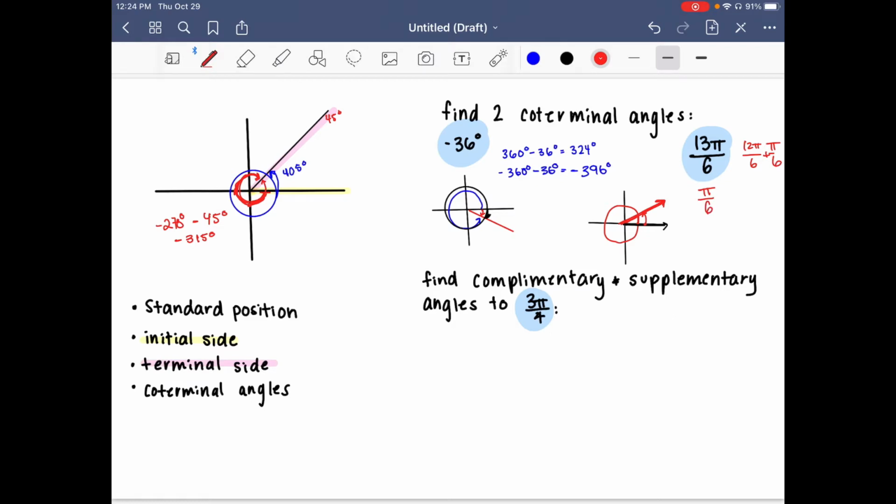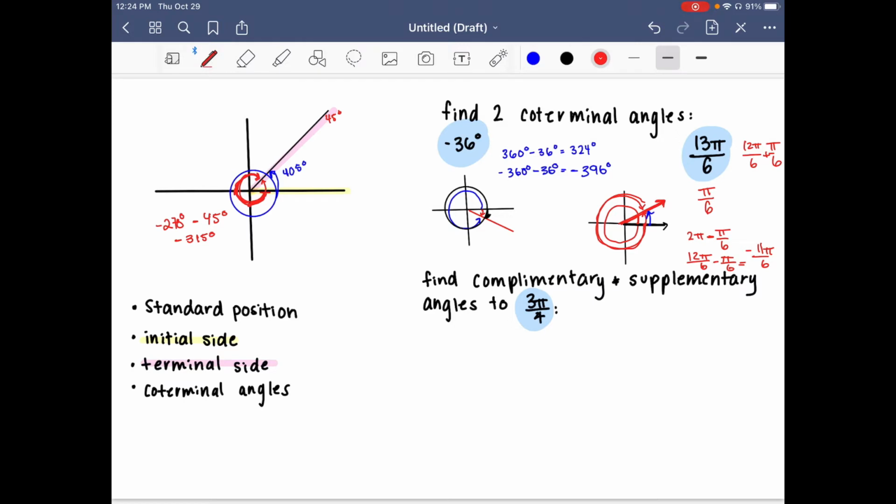I can also think about a negative angle. So if I start at my x-axis and I go all the way around this way, almost 2 pi, but I'm leaving out this pi over 6. So I can write that as 2 pi minus pi over 6. I can just make my bases the same. I can say that's going to be 12 pi over 6 minus pi over 6. And I'll get that that angle is negative 11 pi over 6. Remember, because we're doing a negative angle here.